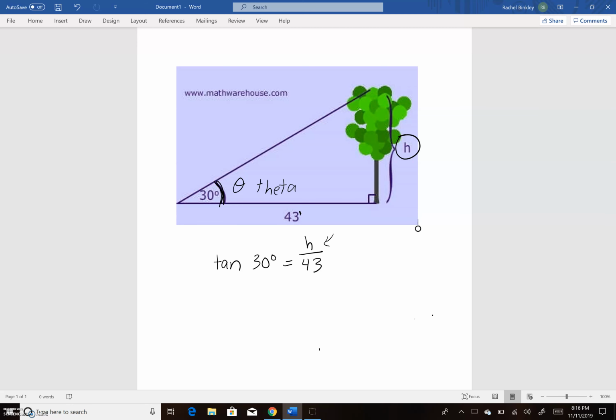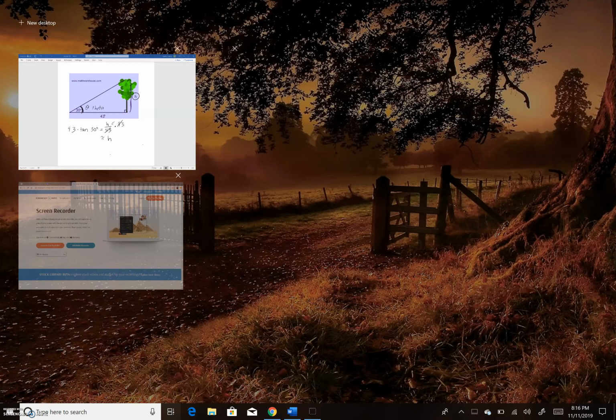A fraction actually means divide, so this means h divided by 43. We're going to simply do the inverse operation. We're going to multiply both sides by 43. Okay, and we now have h isolated, and I bet we're going to have to round here. When you use slope ratios, it's rare that you get just a whole number. So h is approximately, and then I'm going to go to a calculator.